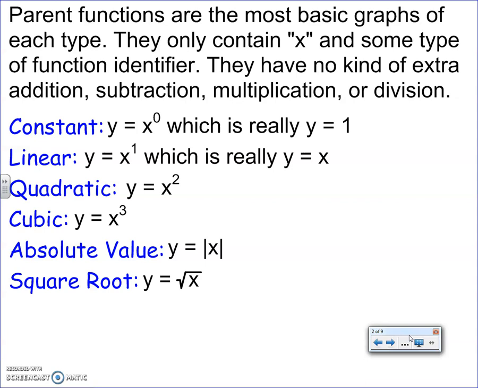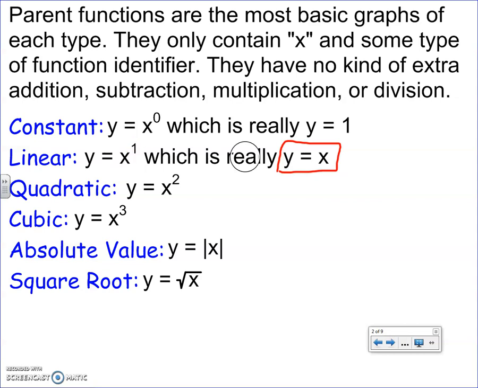So here, for the constant parent, the identifier is the 0th power. Now, the 0th power is 1, so we really just write y equals 1 for the constant parent. For linear, we have y equals x with identifier first power. Now, the first power is invisible, so we just write y equals x. So y'all should know that equation.